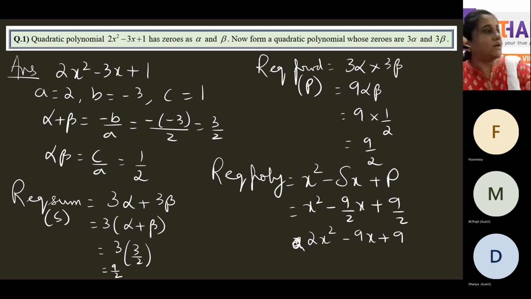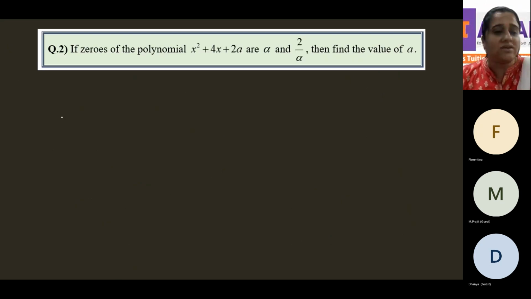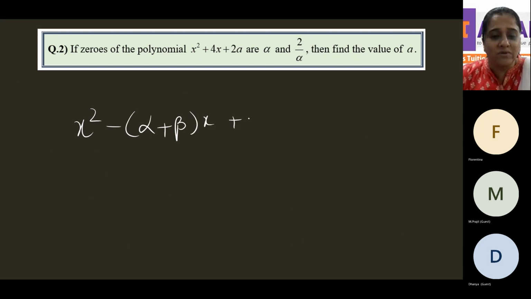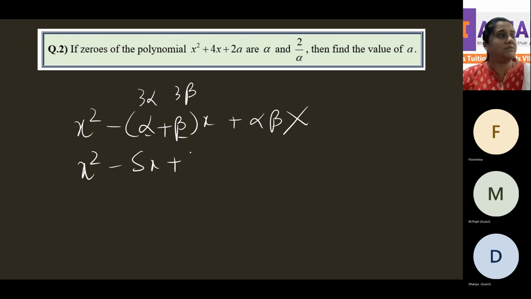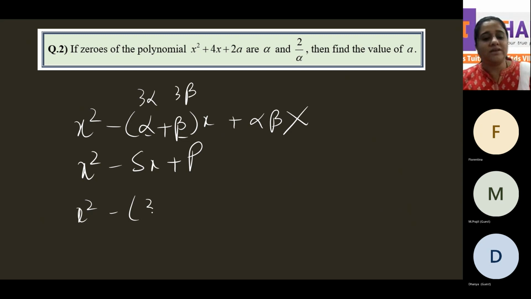So that means the standard form, x square minus alpha plus beta of x plus alpha beta. But you can write that only if alpha and beta are the zeros. Here 3 alpha and 3 beta are the zeros, so you should not write this. That's why we write x square minus sx plus p. Otherwise, you should write x square minus 3 alpha plus 3 beta of x plus 3 alpha beta. Don't write it like this, I'm just telling you.